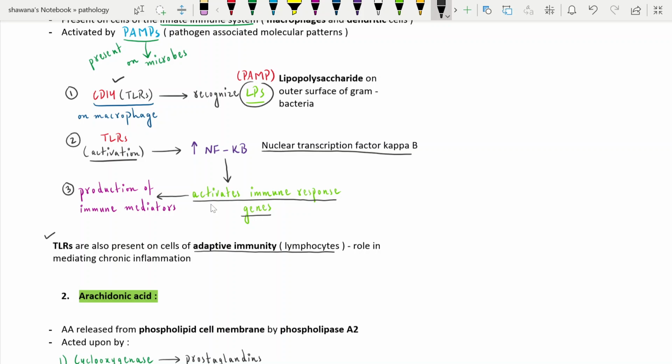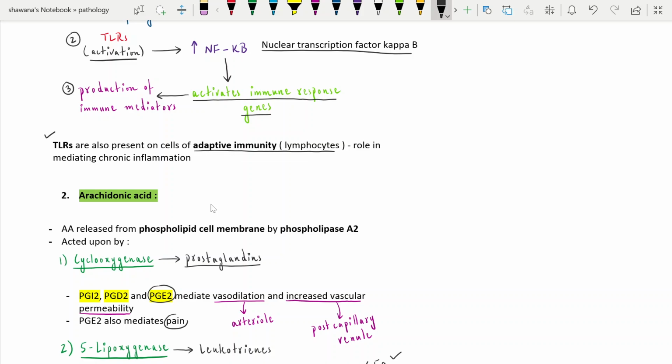These are very important points to remember: nuclear transcription factor kappa B is going to be upregulated due to the activation of the toll-like receptors by the recognition of PAMPs. After that, nuclear transcription factor kappa B activates the immune response genes. It causes the activation of genes, and these genes produce the immune mediators.